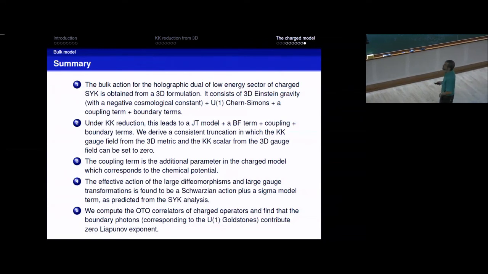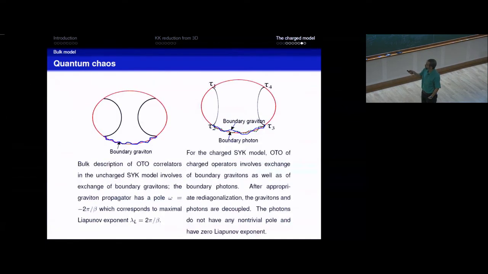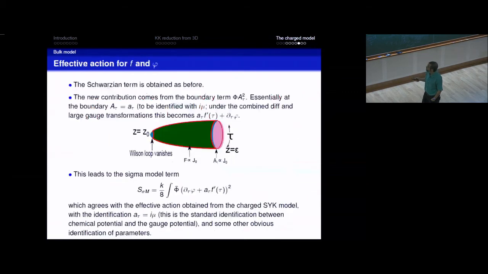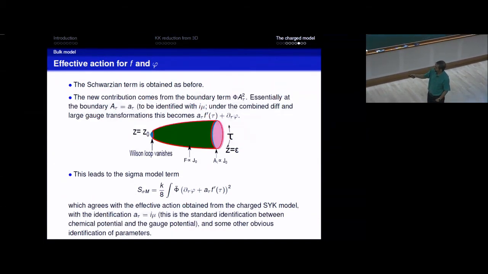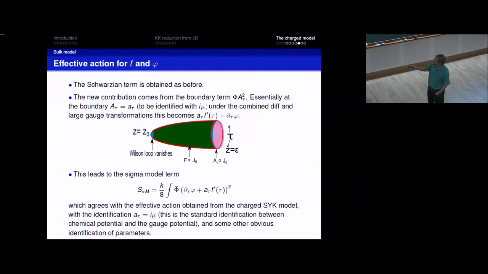The extra boundary photon doesn't contribute to the Lyapunov exponent. That's right. So let me just go to this. It has some Schwarzian of f. That's the first term. Now the new term is this. Here, in fact, you can just do a field redefinition. Shift your definition of phi, so that it just decouples from the other part.